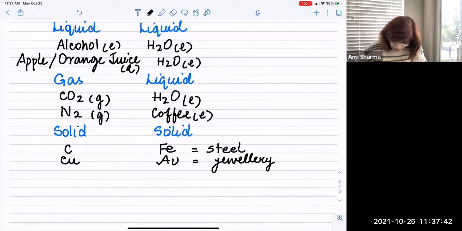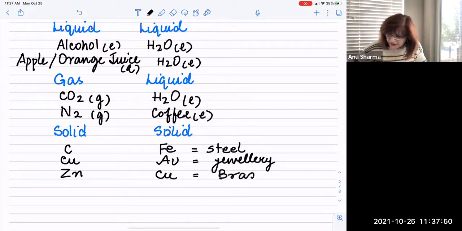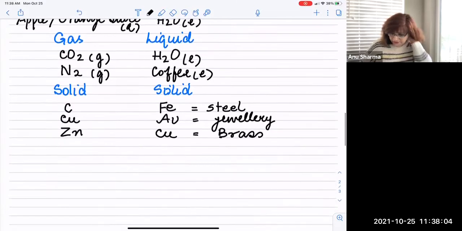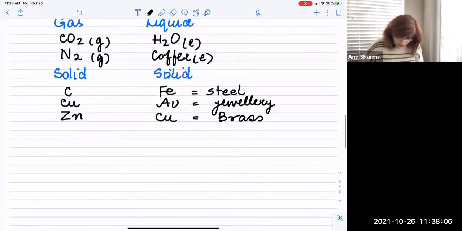For example, a small amount of zinc put in a large amount of copper gives you brass. You've seen brass in statues and those things. That's a very basic example. And then there's amalgam, I think zinc in mercury, that is used for the filling of teeth. All right.